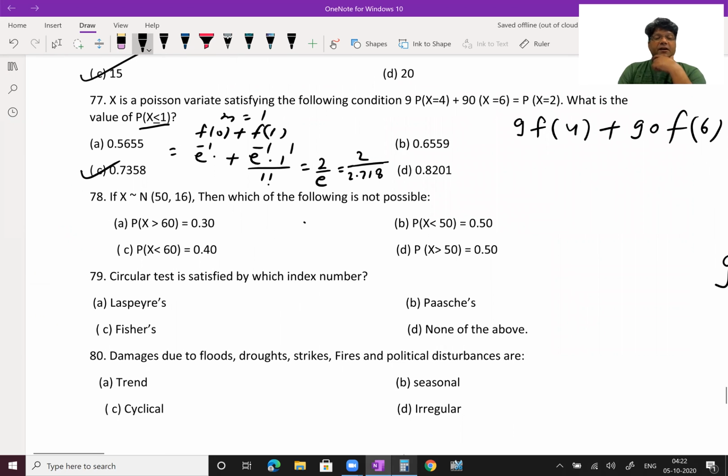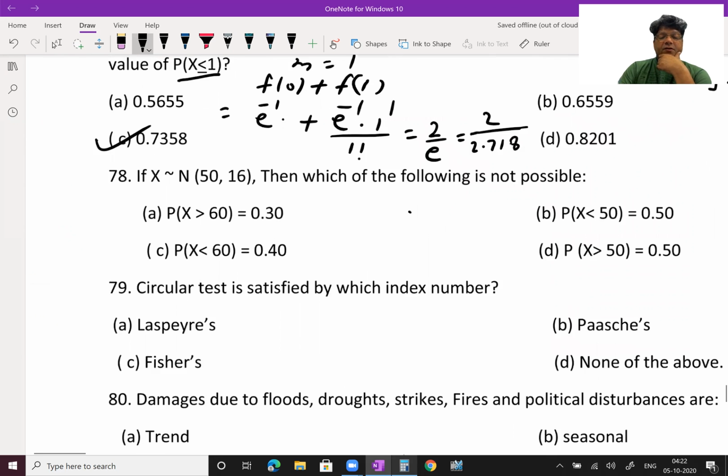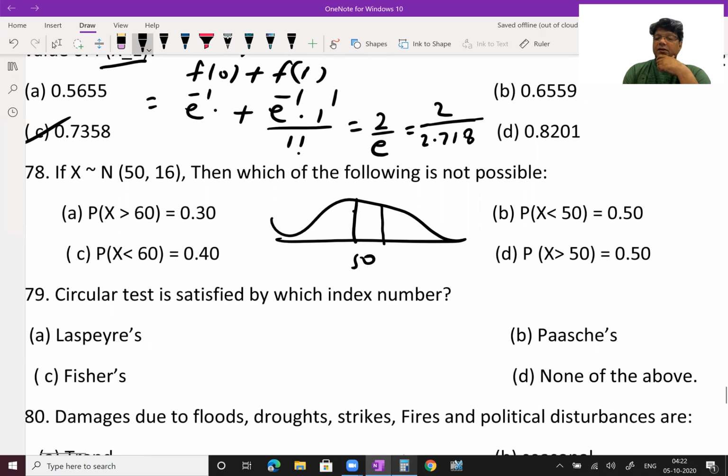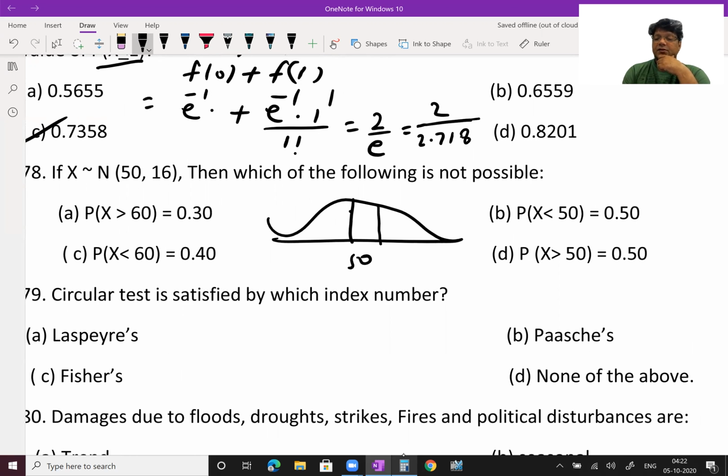Now, X follows normal distribution with mean 50, variance 16. Then which of the following is not possible? The mean is 50, so in the normal curve the mean will come here. So this is 50. Greater than 60, 60 will come where? Here after 50. So greater than 60, 30 percent possible. Less than 50, 50 percent, obviously. Greater than 50, 50 percent, correct.